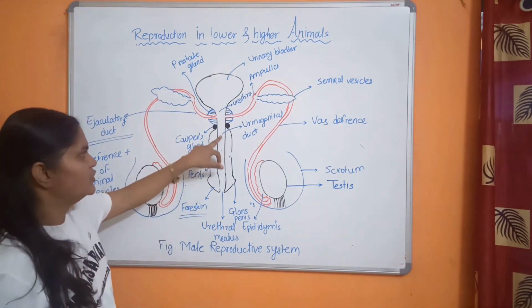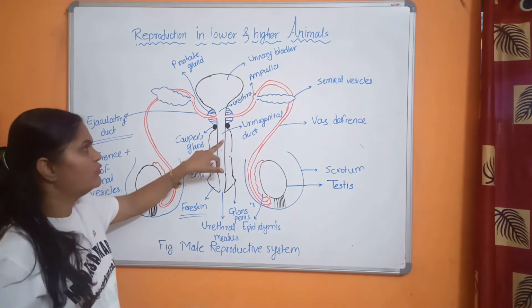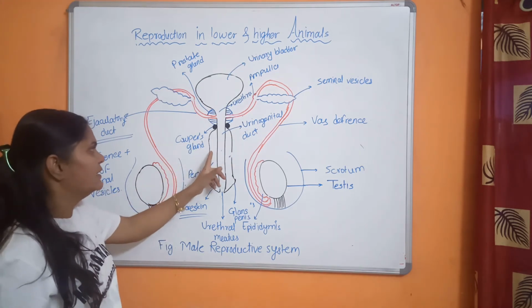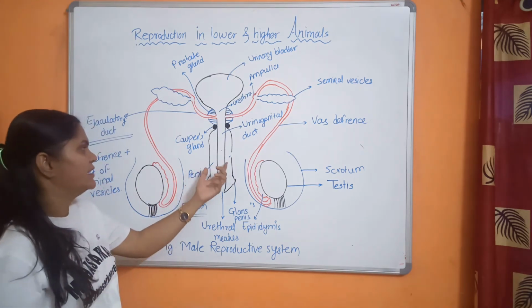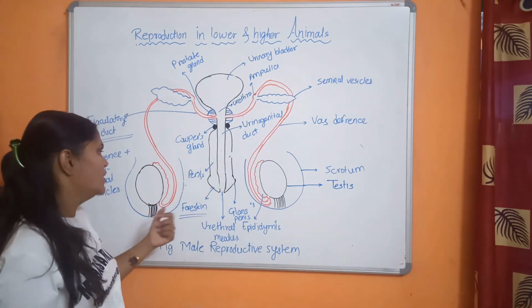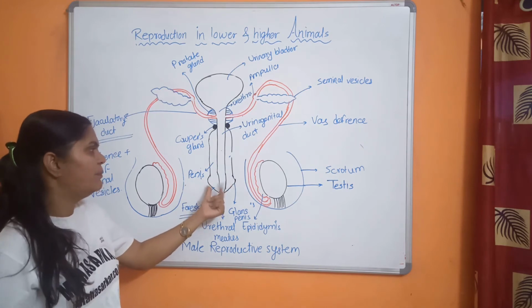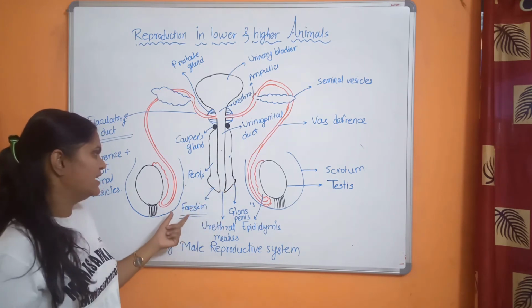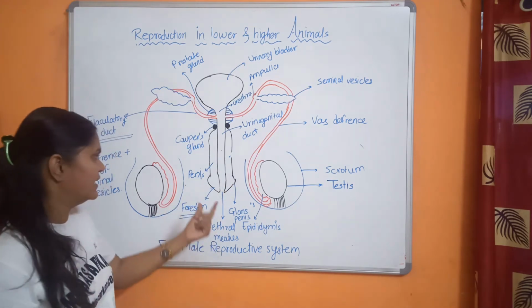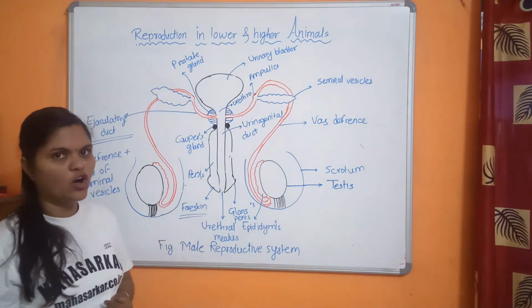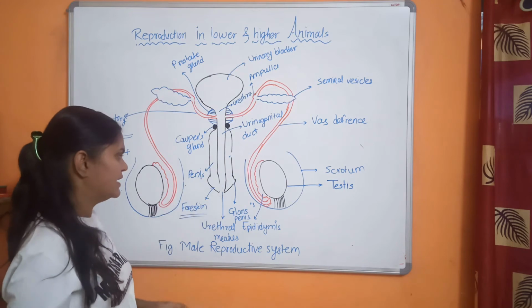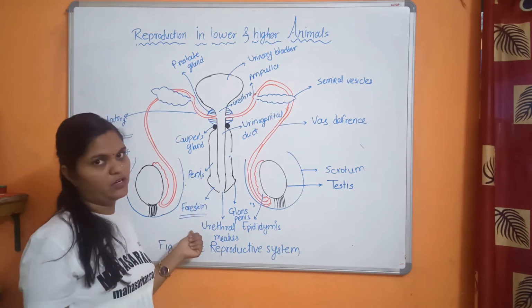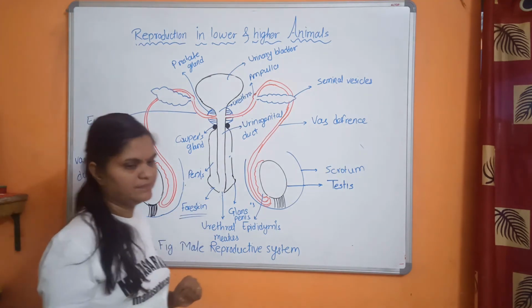Then this urinogenital duct. Now we know why it is called the urinogenital duct. Then this opens into the external genitalia, called the penis. The tip of the penis, the glans penis, has a loose fold of skin called the foreskin or prepuce, and the opening of the urethra here is called the urethral meatus or urethral orifice.